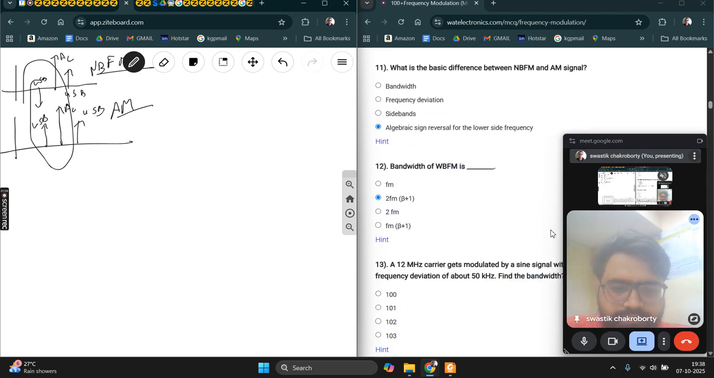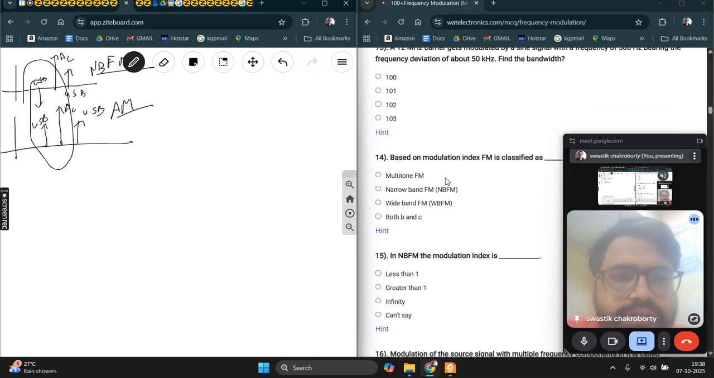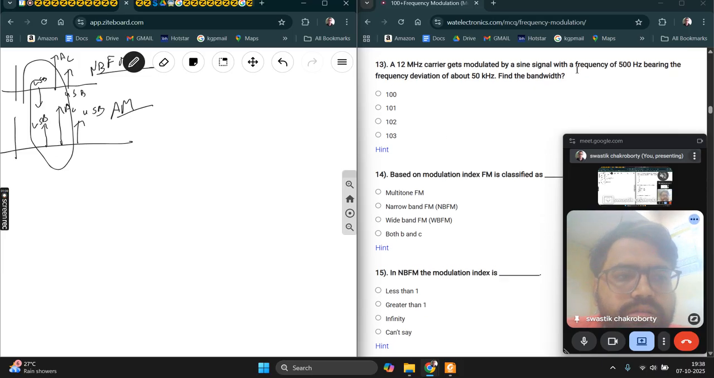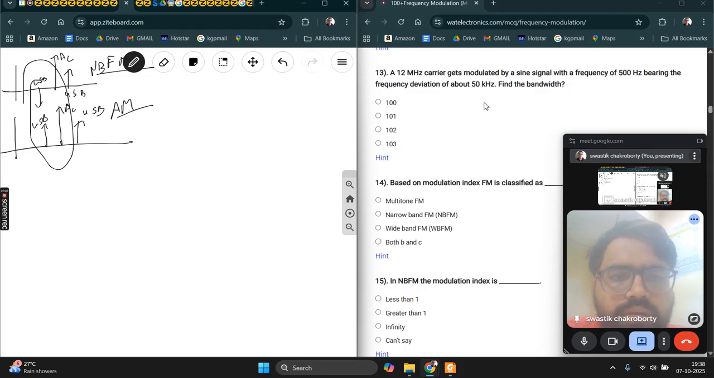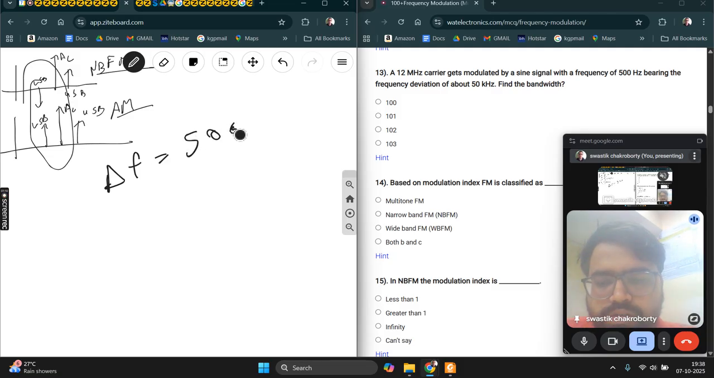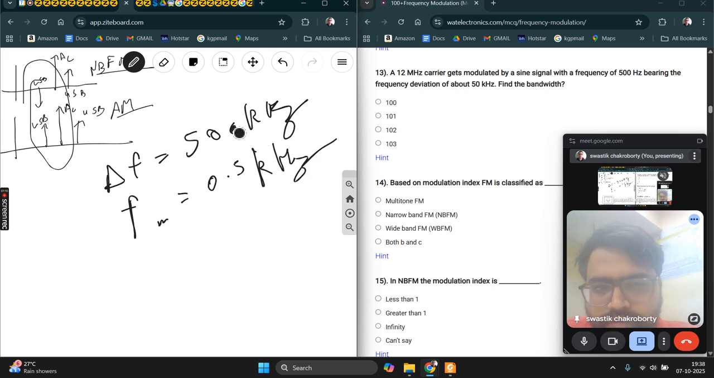Now, next question. A 12 megahertz carrier gets modulated by a sine signal with a frequency of 500 hertz, giving a frequency deviation Δf equal to 50 kilohertz. Here Δf is 50 kilohertz, which is 50,000 hertz, and fm is 500 hertz, which is 0.5 kilohertz. Now, this is 50 and this is 0.5. 50 is much greater than 0.5. So Δf is 100 times fm, so it is much greater than fm.